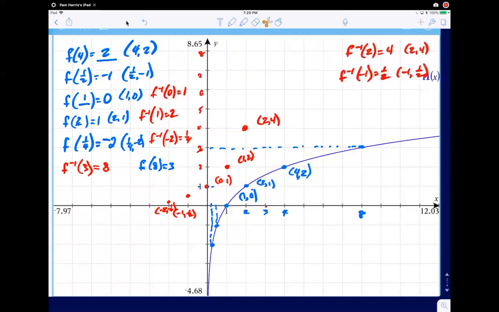And I think we're right here. Does that look about right? Is that 0.38? Well, that's kind of cool. Okay, so we can use the output to find the input that they can then tell us about the point on the inverse function.